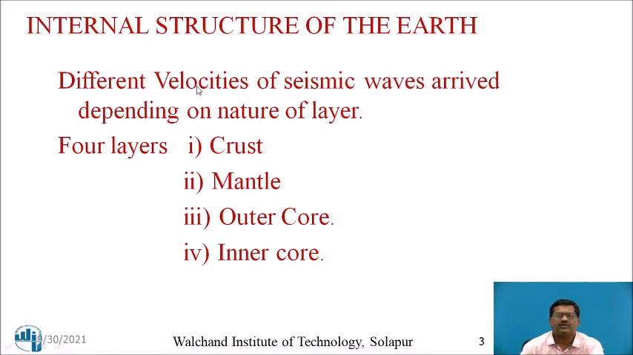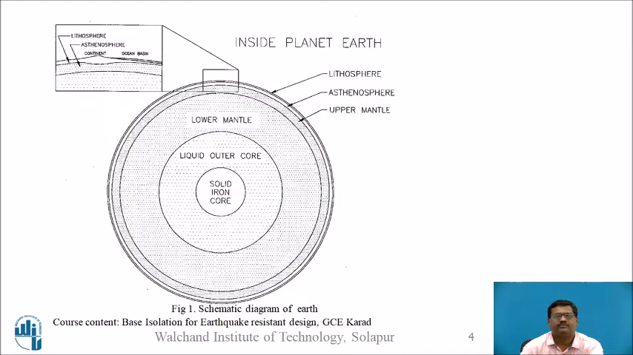Now, different velocity of the seismic waves arrived up to the surface, which depend upon nature of layer. So these four layers have been categorized. First is crust, second is the mantle, third outer core, fourth is inner core. So this is about the theoretical part, but unless we see the diagram, schematic arrangement, three-dimensional view, the idea will not be clear.